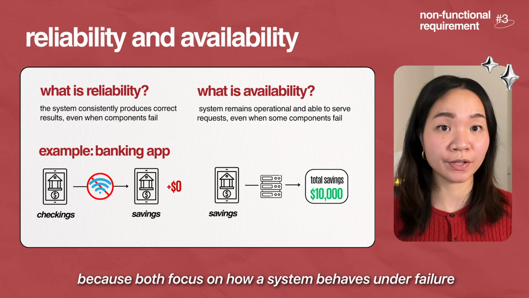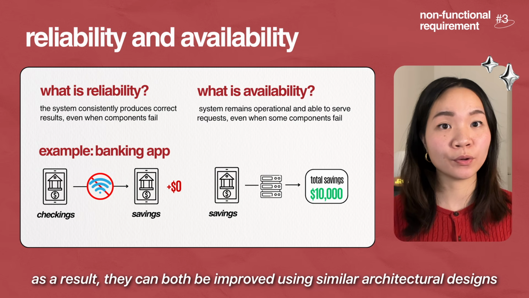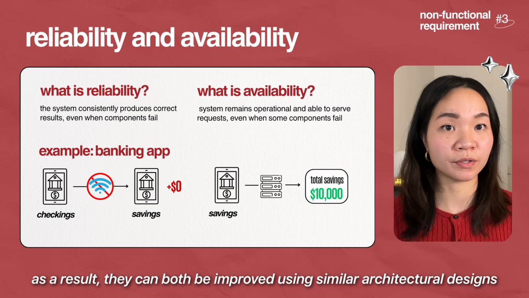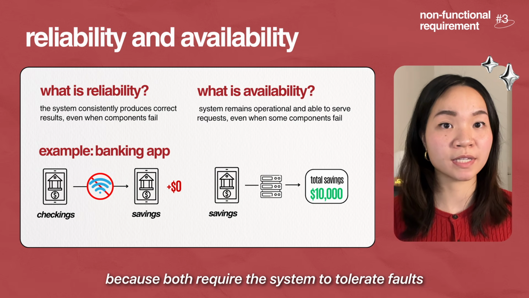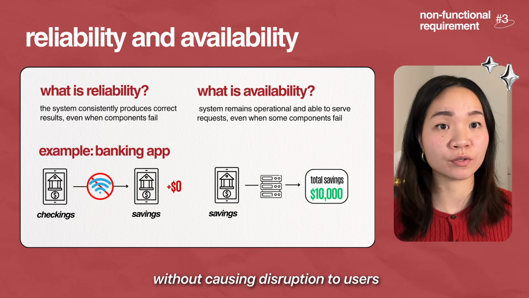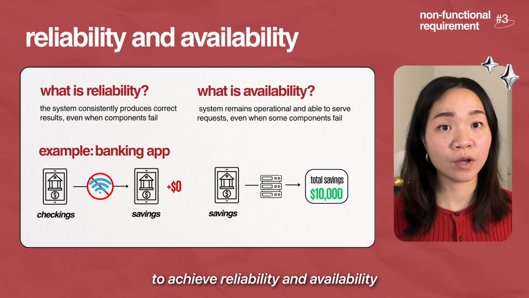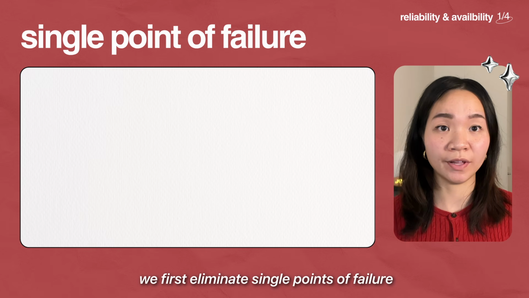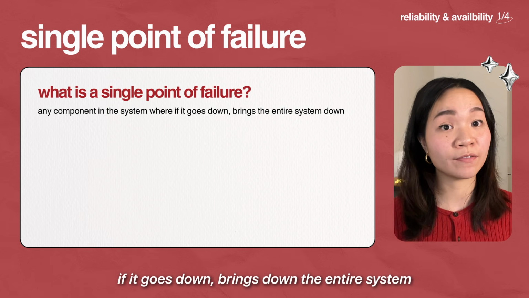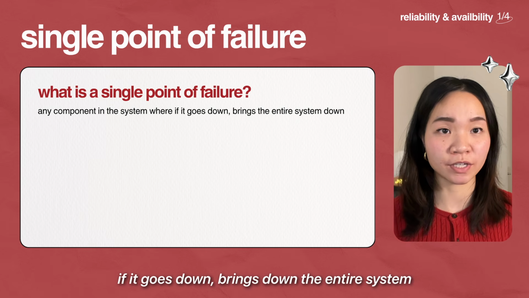Although reliability and availability are different non-functional requirements, they're often discussed together because both focus on how a system behaves under failure. As a result, they can both be improved using similar architectural designs because both require the system to tolerate faults without causing disruption to users. To achieve reliability and availability, we first eliminate single points of failure, which is any component that, if it goes down, brings down the entire system.